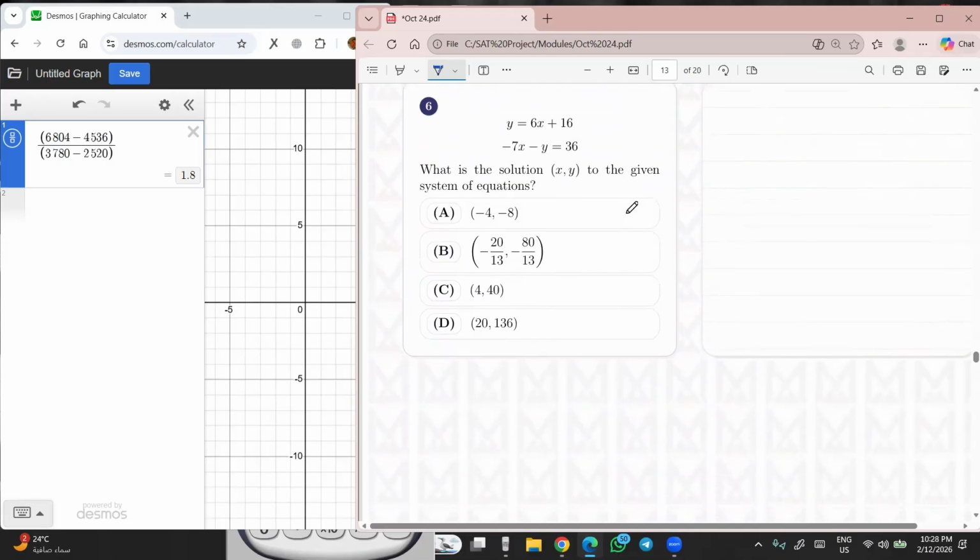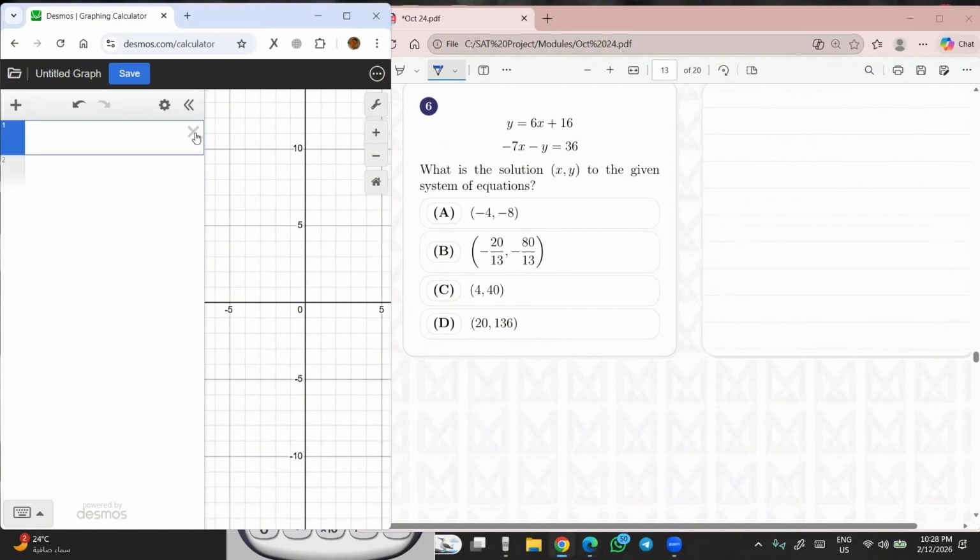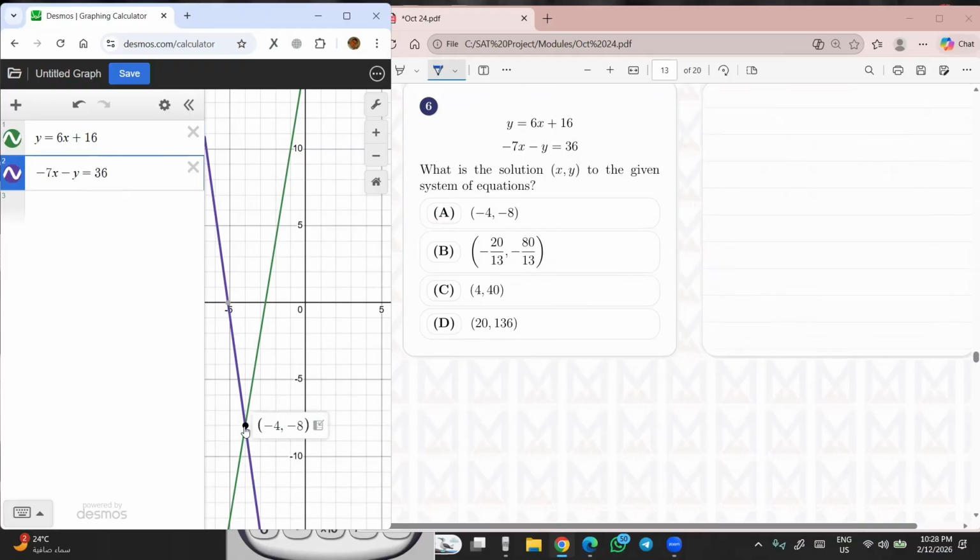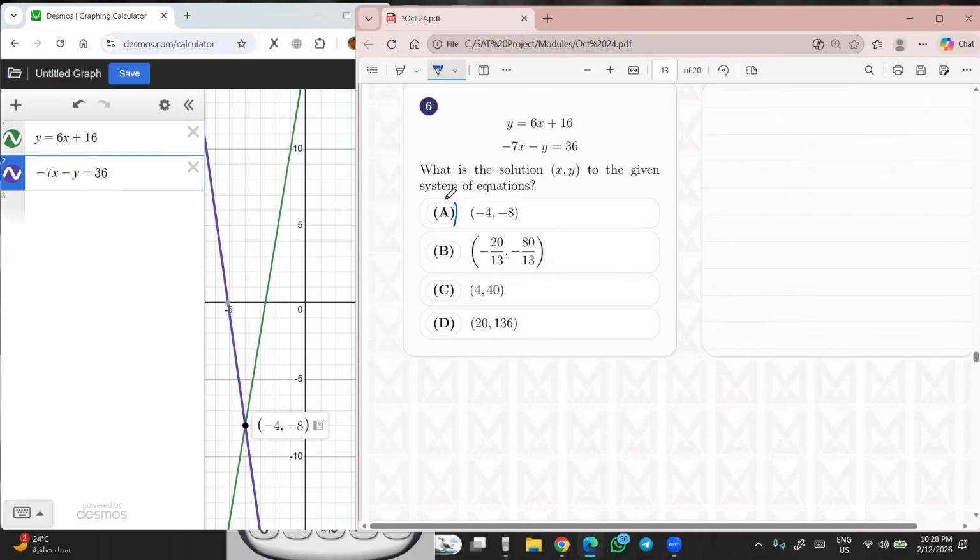Here we have another system, and this system is a linear system. Y is equal to 6x plus 16, and the negative 7x minus y is equal to 36. What is the solution to this? We can use Desmos easily. We can write the system like two equations and get the answer from x and y like this. The first equation is y is equal to 6x plus 16. Second equation is negative 7x minus y is equal to 36. And look at the intersection. Here it is. The answer is negative 4 and negative 8, which is letter A. Very simple and very easy.